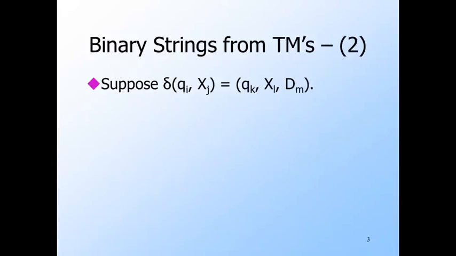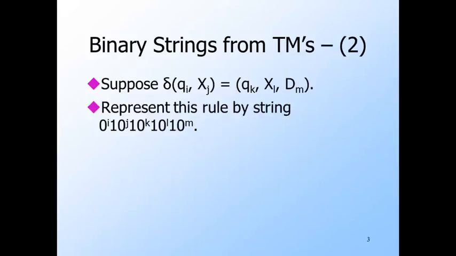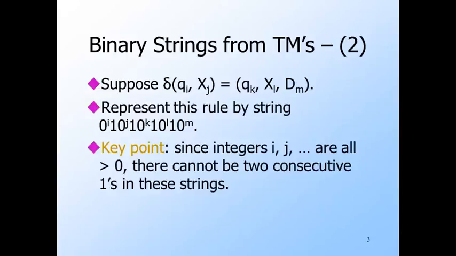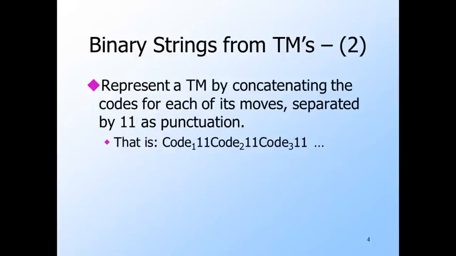Consider a rule expressed using the integer numbering of the components. That is, the state is Qi, and scanning symbol Xj. We'll suppose the Turing machine goes to state Qk, writes symbol Xl, and moves in direction Dm. Represent this rule by blocks of i, j, k, l, and m zeros separated by single ones. Notice that all the integers are positive, so the representation for a rule never has consecutive ones. We then represent an entire Turing machine by all its rules concatenated and separated by pairs of ones.